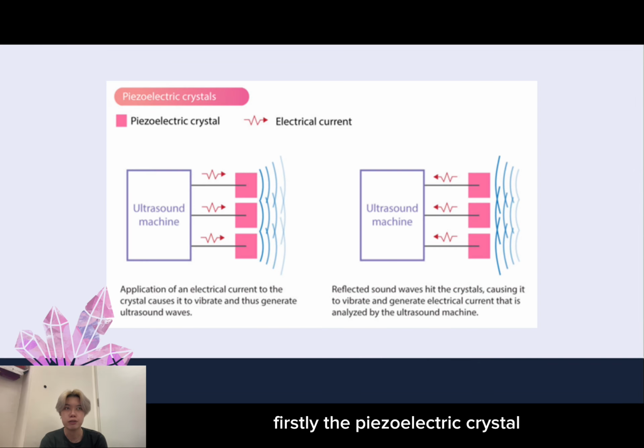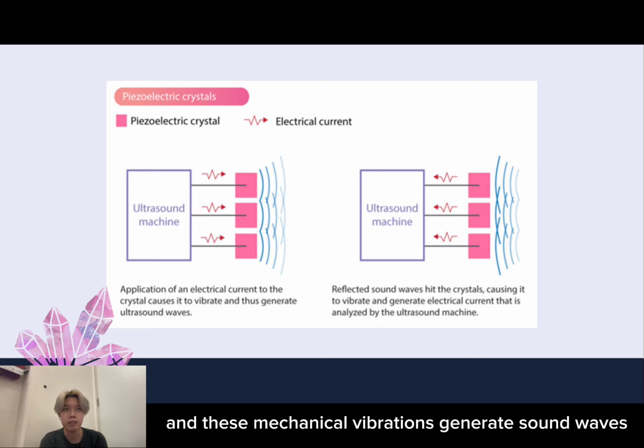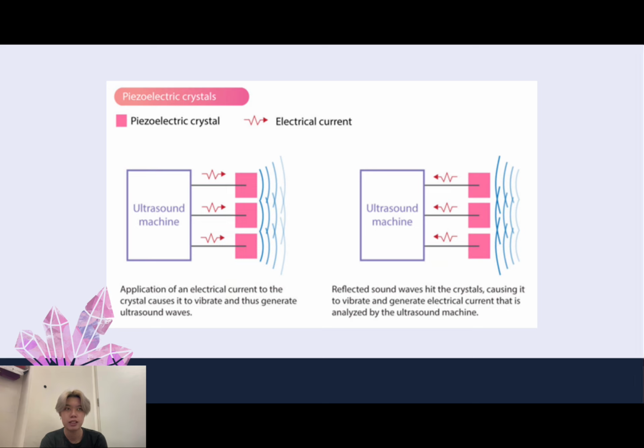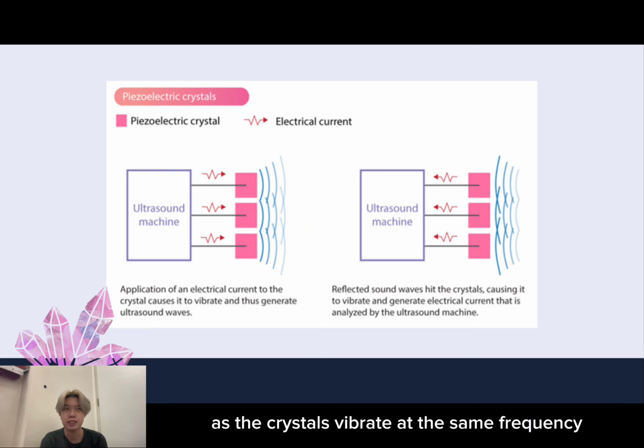Firstly, the piezoelectric crystal converts electrical energy into mechanical energy and vice versa. For ultrasound generation, an alternating voltage is applied across opposite surfaces of the piezoelectric crystal. It starts to vibrate, and these mechanical vibrations generate sound waves. As the crystals vibrate at the same frequency as the driving voltage, maximum acoustic energy is delivered by the transducer.